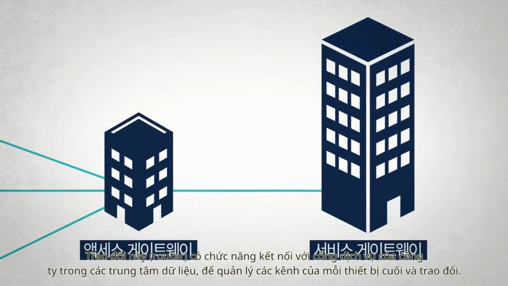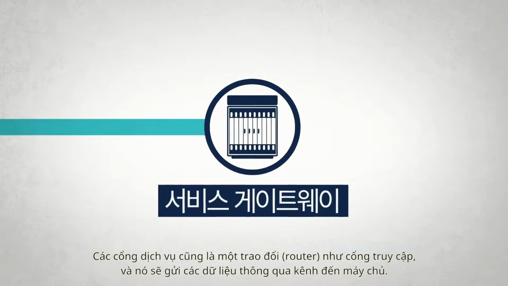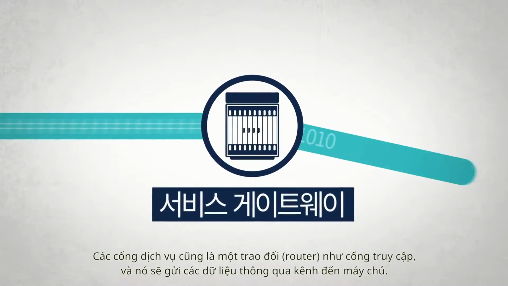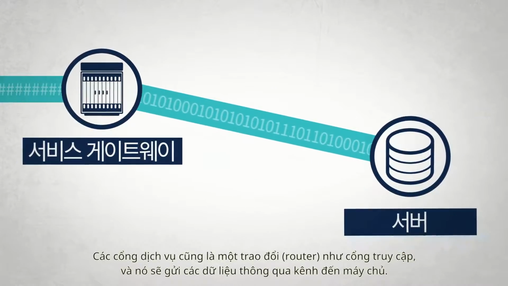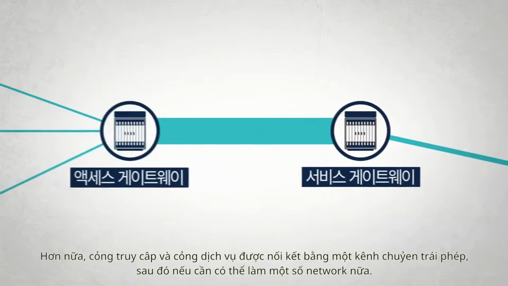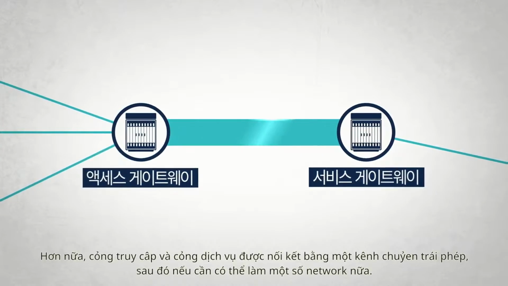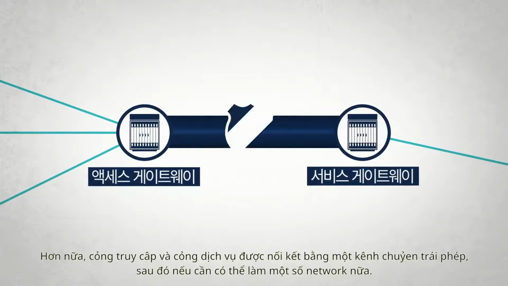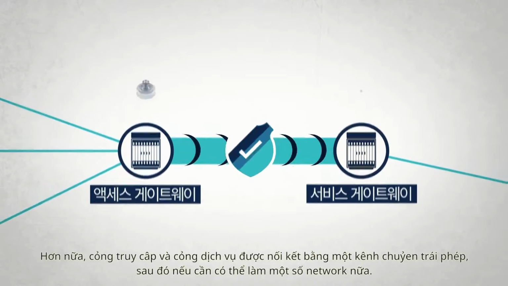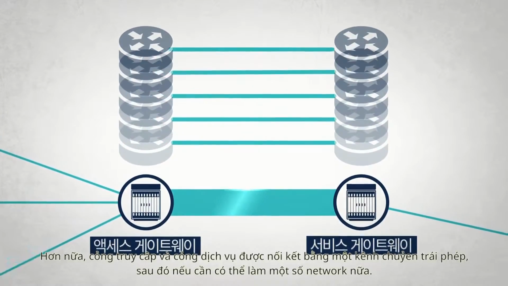This router functions to connect to the company's service gateway in the data center, which manages tunnels of each terminal and exchange. The service gateway is also a router like the access gateway, and it sends the data delivered through the tunnel to the corresponding servers. Also, the access gateway and the service gateway are connected through a transmission tunnel, and the necessary number of networks can be formed in the process.